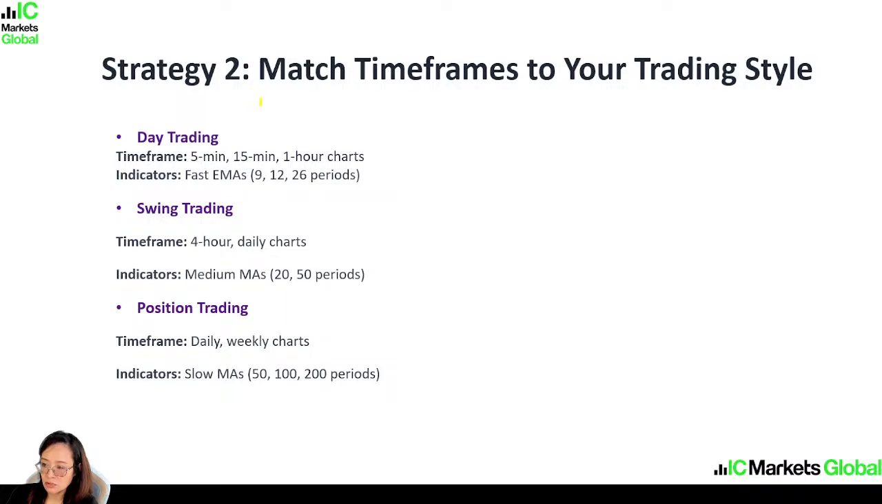If you're day trading like I am, you can use the M15 and M5 time frames for the entry, and the H1 or H4 chart to identify the key levels. If you're a swing trader, use the H4 and daily charts. For indicators, you can use a medium moving average, which is the 20 or 50 period.